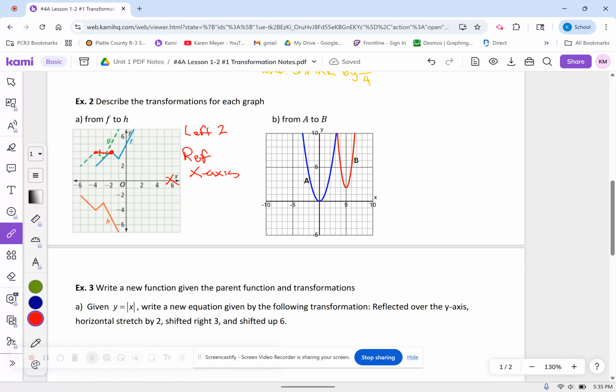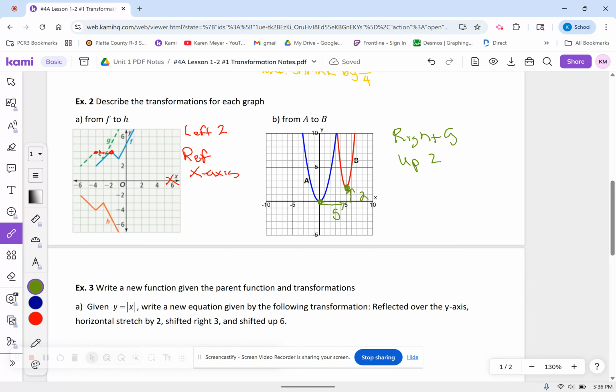Okay, the next one, we're going from A to B. So we're going from the blue one to the red one. Okay, so on the blue one, I'm going to pick this dot right here. And how do I move that dot to the same location on the B? So here I would say, well, I need to move it to the right 5. And then I need to move it up 2. So I went to the right 5 and I went up 2, and that would put the dot in the same location.